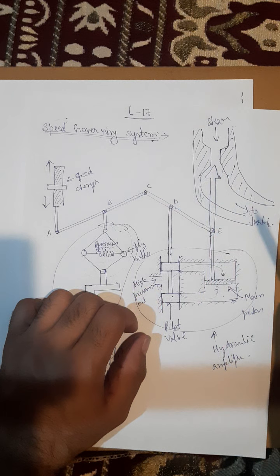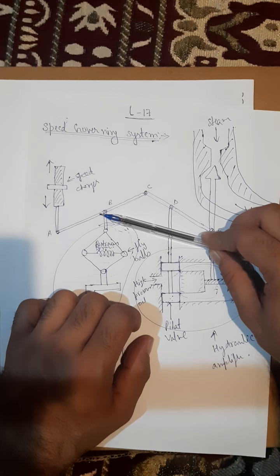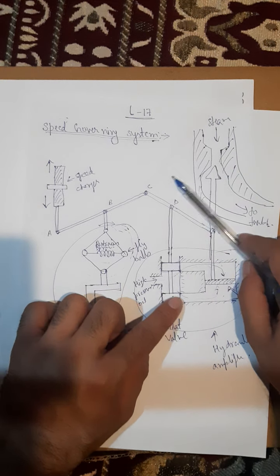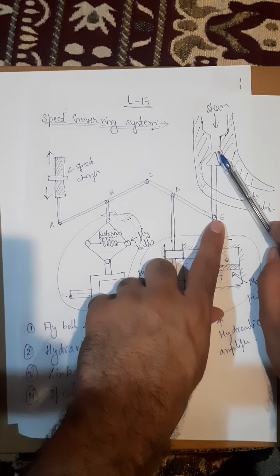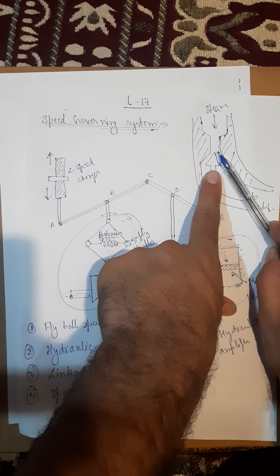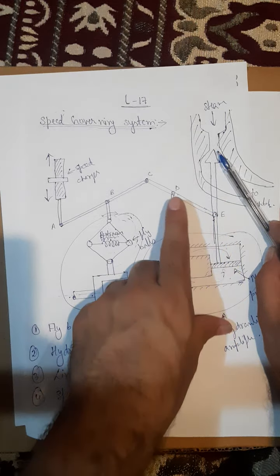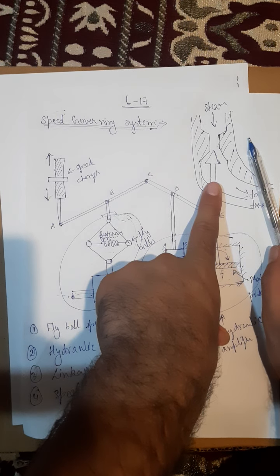So what will happen if C goes down? Oil comes from here and it goes here, so this E point is going upwards at that time. Got it? So DE acts as a feedback from the steam valve movement.